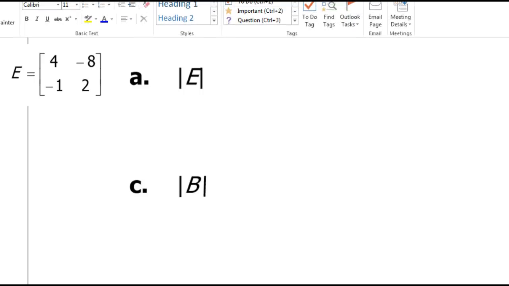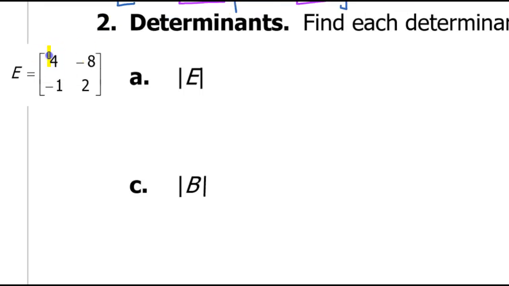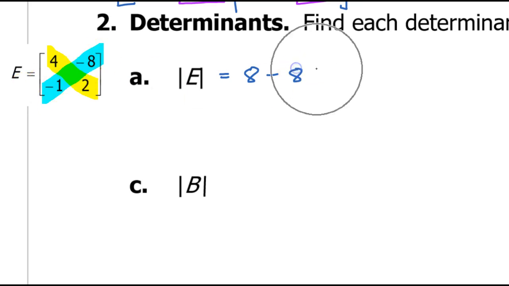When you have a 2 by 2 matrix, the determinant is just the down diagonal minus the up diagonal. So it's pretty simple. When I say the down diagonal, I'm thinking multiplication. So this is going to be just 8 minus 8. So that is going to be 0.